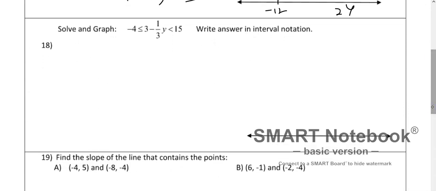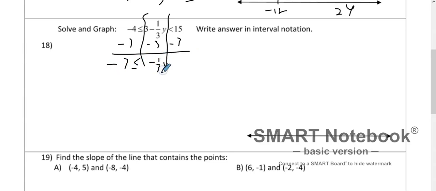Okay, same idea. I'm going to put my bars here. I'm going to subtract 3 in all 3 places. That's going to give me negative 7, less than or equal to negative 1/3 y, less than or equal to 15 minus 3, which is 12. What do I do here? I'm going to multiply by negative 3, the reciprocal of negative 1/3. When I do that, immediately these symbols flip.